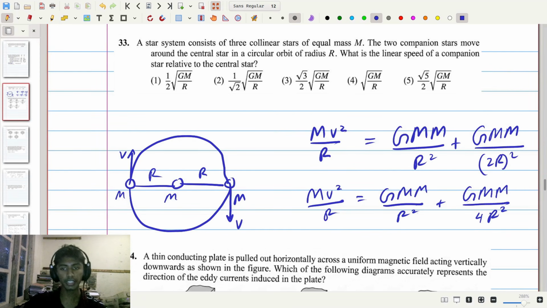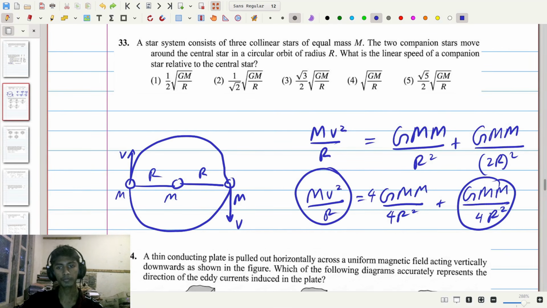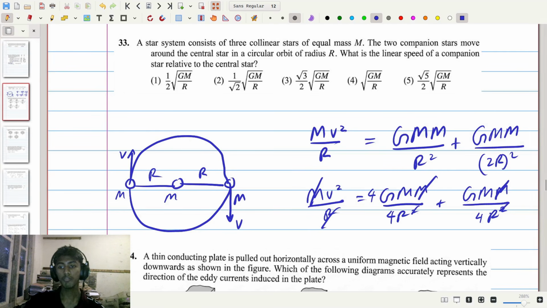Now simplifying, if we multiply the top and bottom here by 4, we can get a common denominator of 4r squared and get 4GMm divided by 4r squared plus GMm divided by 4r squared being equal to mv squared divided by r. Now here, if we divide everything by capital M and also cancel one of the r's, we get the equation v squared equals 4GM divided by 4r plus GM divided by 4r, or 5GM divided by 4r.